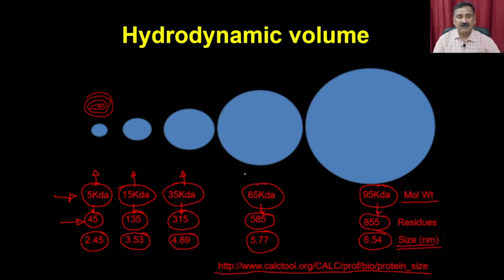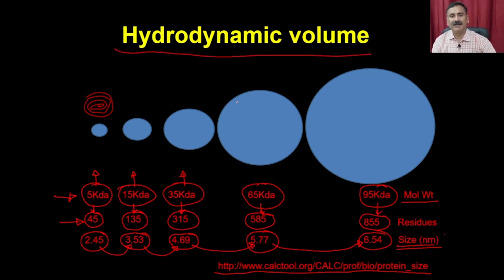So what you see is that it is not proportional. It is not like 5 kDa versus 15 kDa, so the size is going to be 3 times. It's not 3 times, but it will definitely increase in a particular ratio. That's how you can exploit this feature in a chromatography called gel filtration chromatography, because as the size goes up, the hydrodynamic volume increases. This ball is very different from this ball, so they can be separated with the help of gel filtration chromatography.